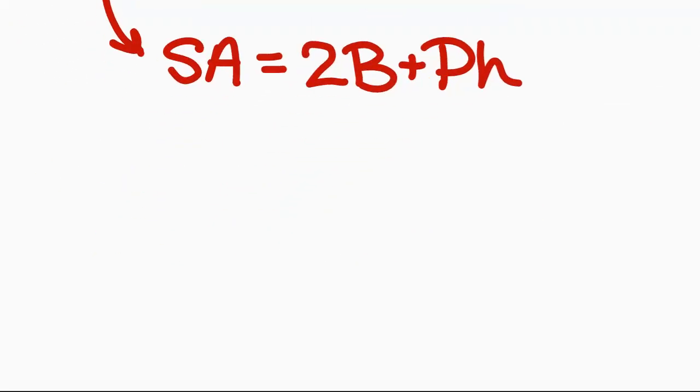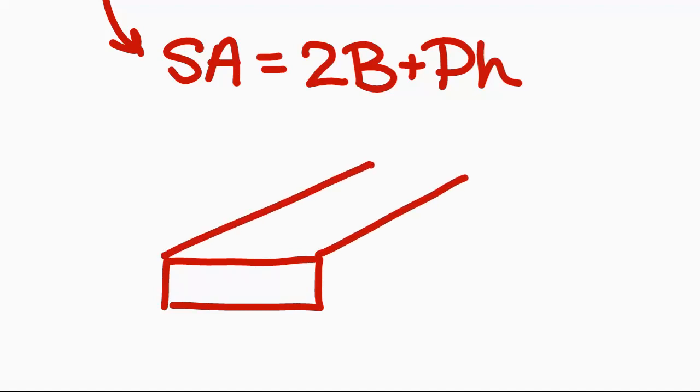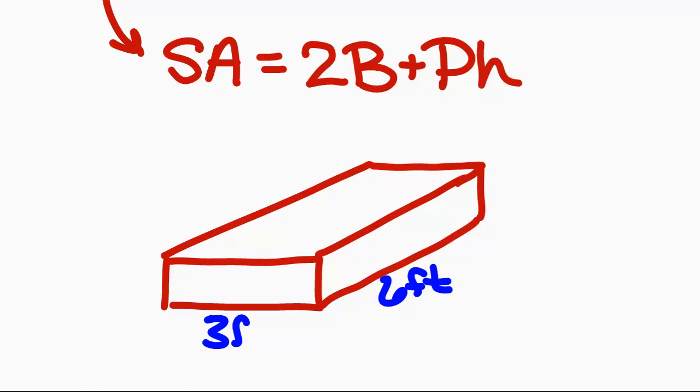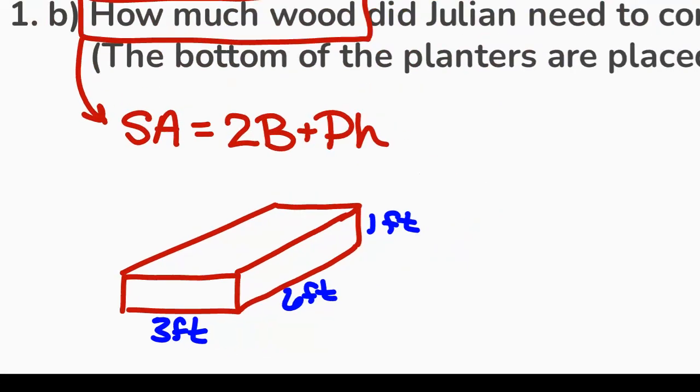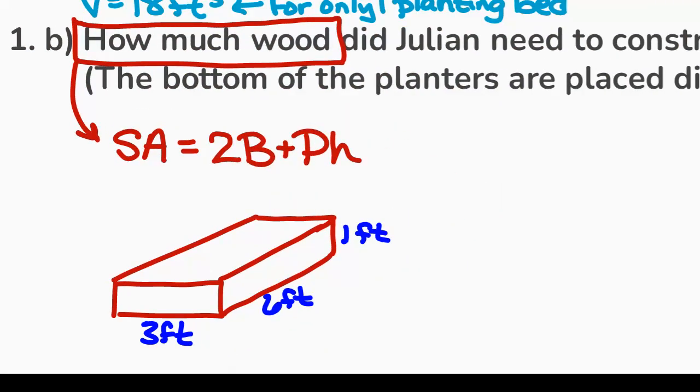But I want to think about this for just a second. Oh, I'm drawing this wrong. All right, so here's my little planting bed. We have 6 feet long by 3 feet wide by 1 foot high. What is a planting bed for? Plants, right? If you want plants in your planting bed, are you going to cover the top of it with wood? No. Otherwise, there's nowhere for the plants to go. You've trapped them in there. They won't get any sun.